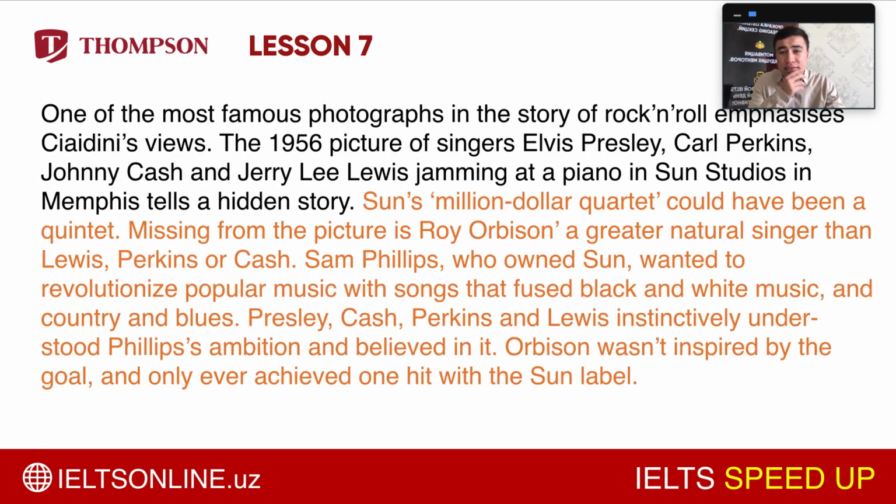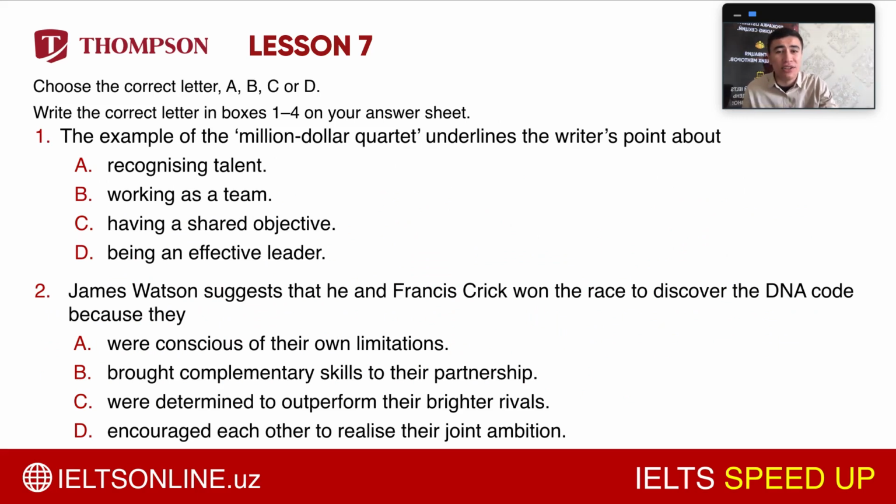Okay, this is sample text, guys. Let's consider this question. The example of the $1 Million Quartet underlines the writer's point about. So what writer wants to say with example of $1 Million Quartet? You probably got the point. And A, recognizing talent. Okay, you probably understand, right? Discovering talent. B, working as a team. C, having a shared objective. And D, being an effective leader.